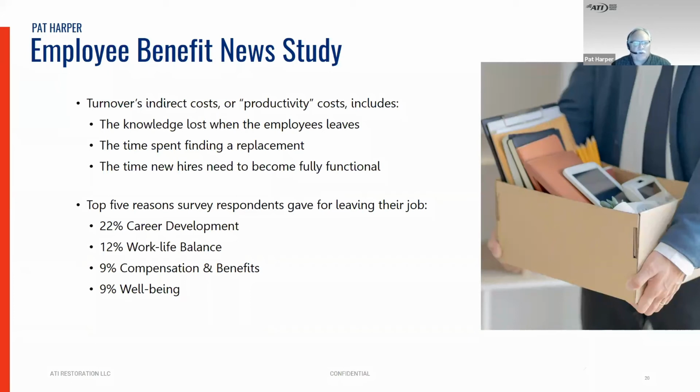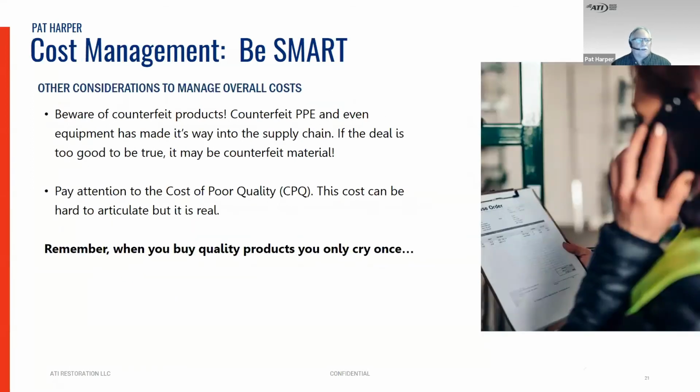So pay attention to your workforce. Look at your attrition rates, your unwanted attrition. Put some effort into making sure you're keeping the people that you have. Okay, that's really the most cost-effective way to manage your labor right now. Okay, go ahead. So I'll leave you with a couple other points here.